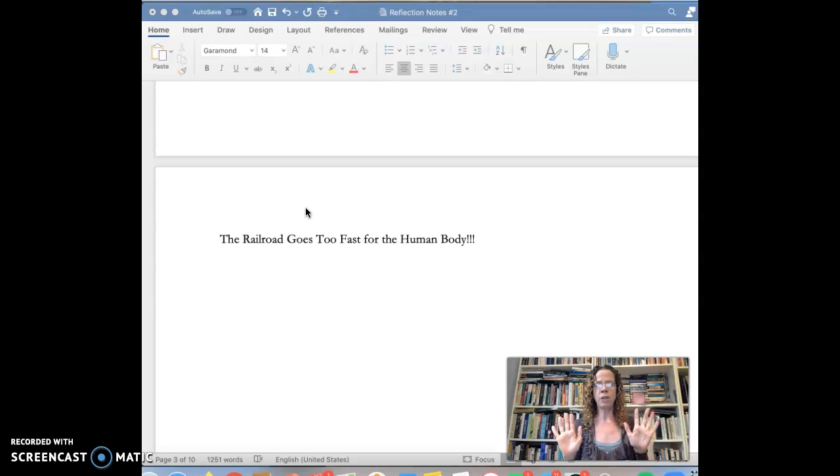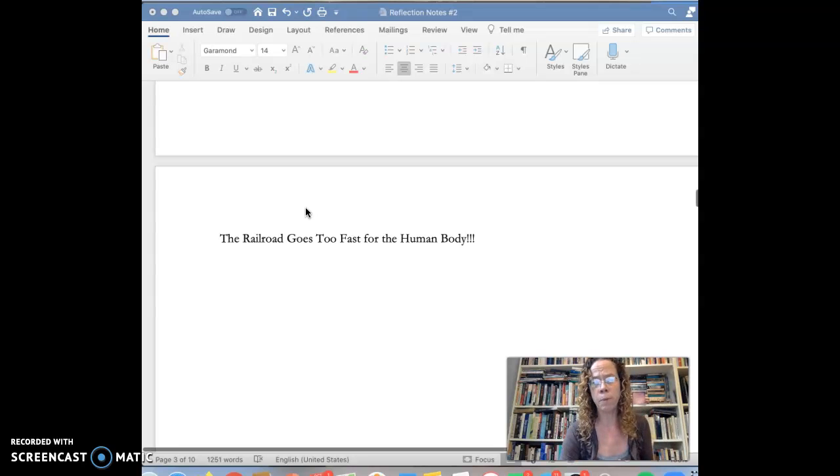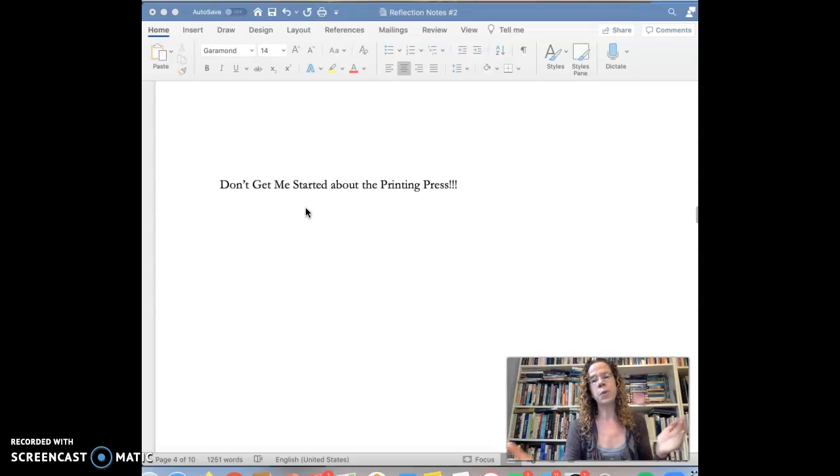Okay, now we don't think about trains at all, but at the time, the railroad was a source of a lot of anxiety. Okay, it was actually a condition called the railway spine, which was that your spine would be ruined by being on the railroad. And the last one, the printing press.